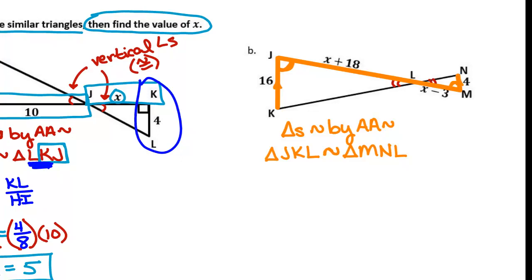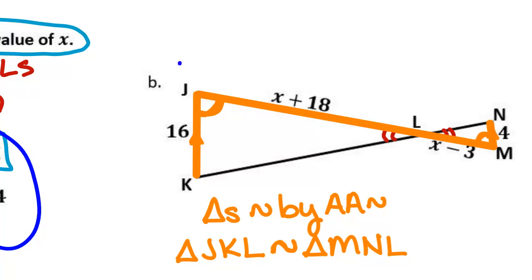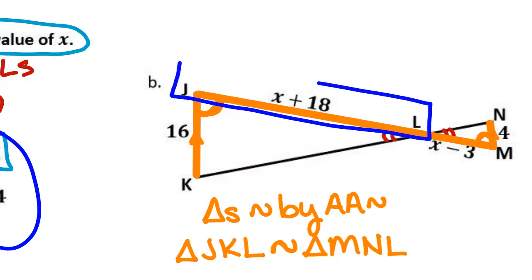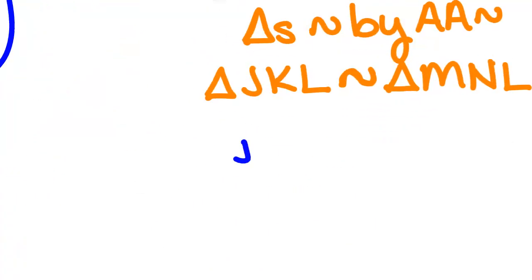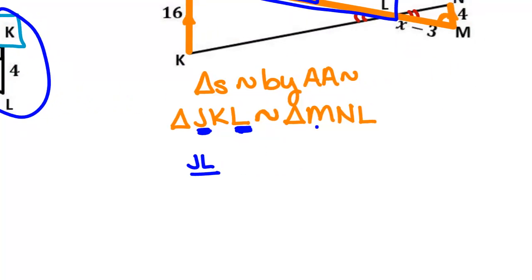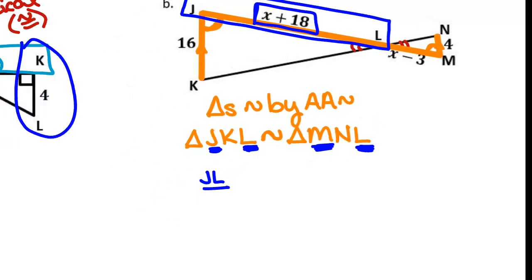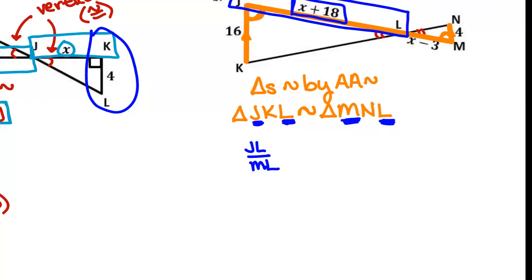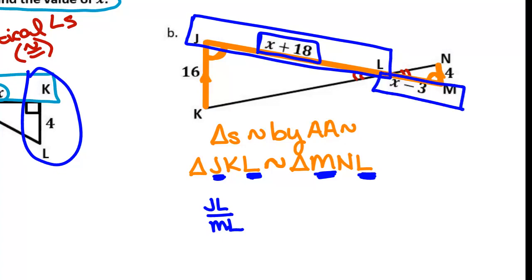All right, we're supposed to find X. Where's X? JL, right here. That's X plus 18. JL is first letter, last letter. So that would have to correspond to what on the other triangle? ML, first letter, last letter. So that would be this right here. So when I set up that proportion, I have X plus 18 over X minus 3.